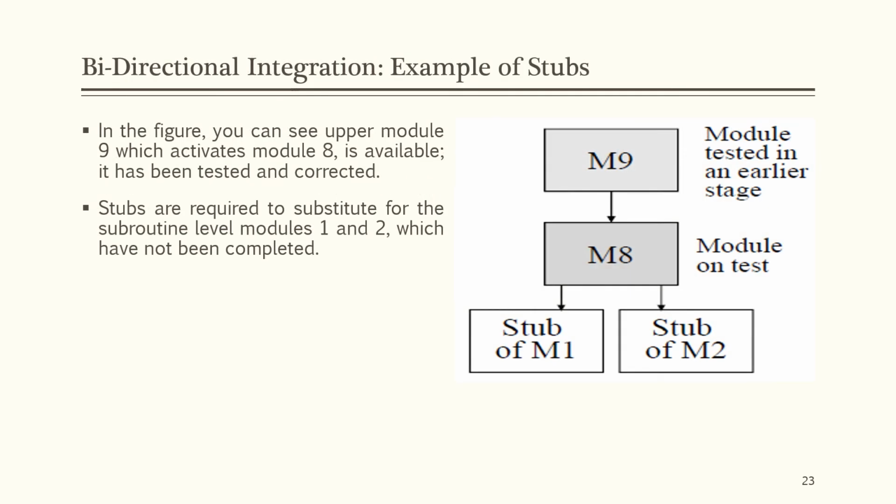Here we have an example of stubs. In the figure you can see upper module 9, which activates module 8, is available. It has been tested and corrected. Stubs are required to substitute for the subroutine level modules, i.e. 1 and 2, which have not been completed yet. In this case, the basic units called utility modules are not developed yet, so you create dummy functions which return some hard-coded values.